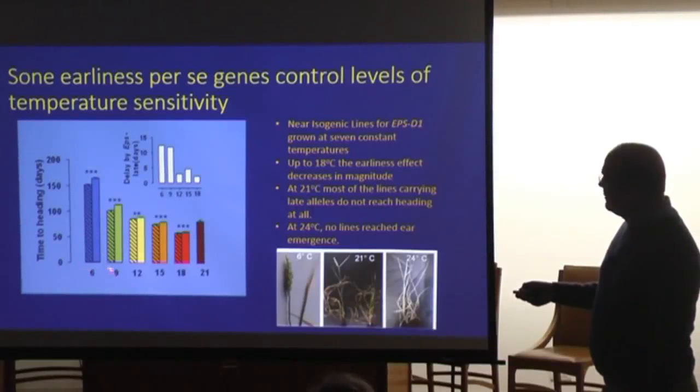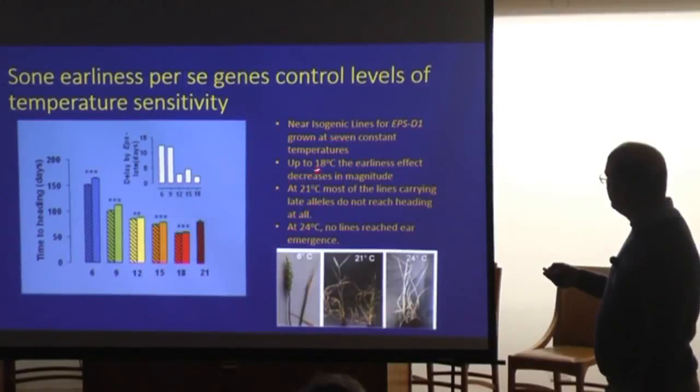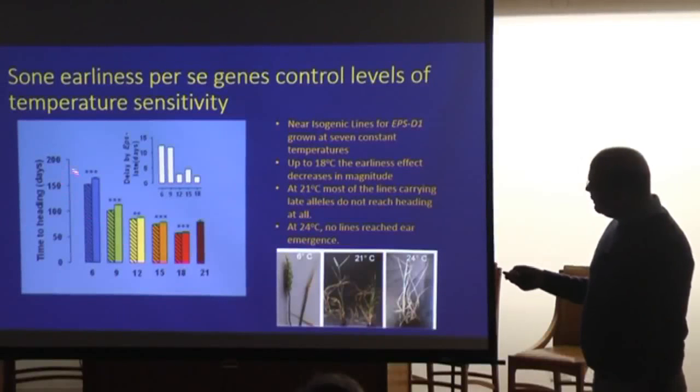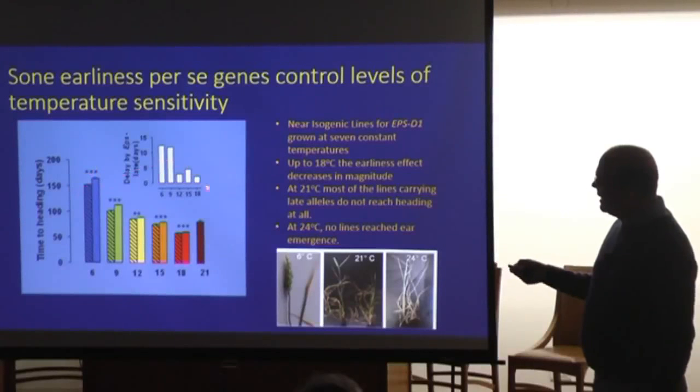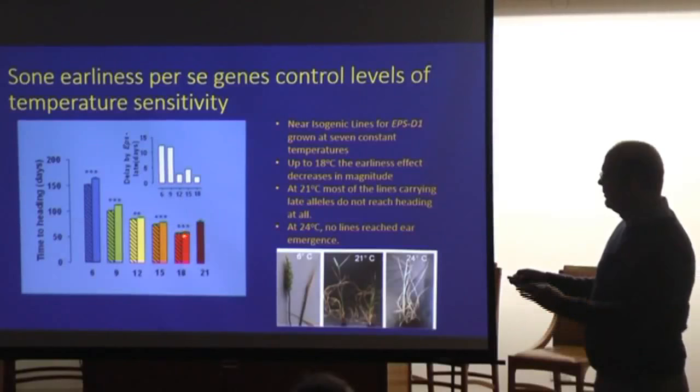And by growing these materials at 6, 9, 12, 15, 18, 21, and some higher temperatures, 24, I think, degrees centigrade, you can see that there's a very clear interaction where at the low temperatures, the difference in flowering time with lines only carrying these alleles is higher. This is the difference in flowering. And as temperature increases, the difference changes. They're still significantly different, but they become very much closer to each other.